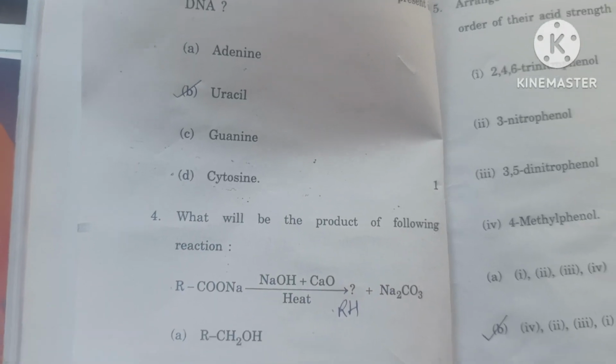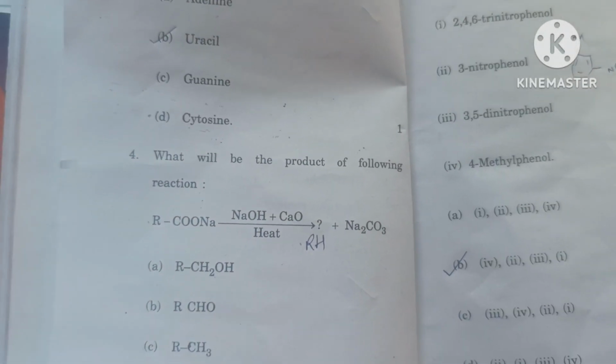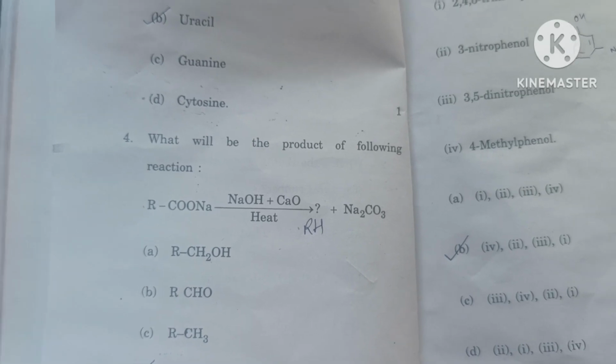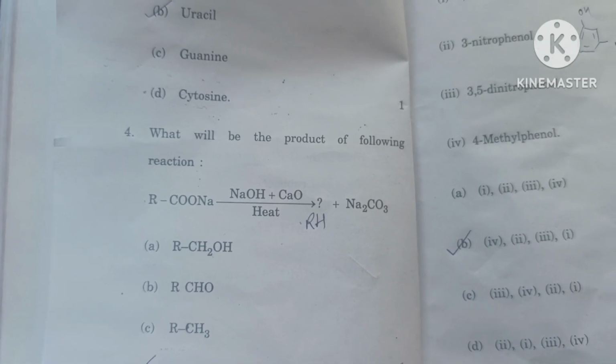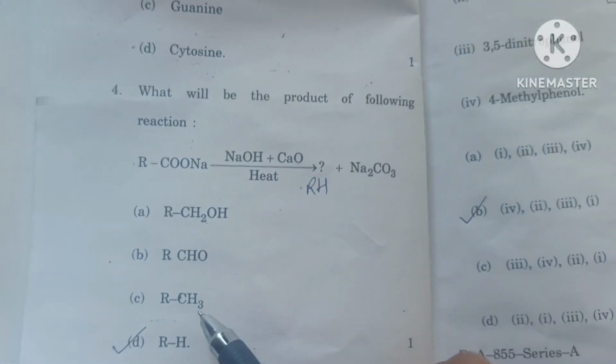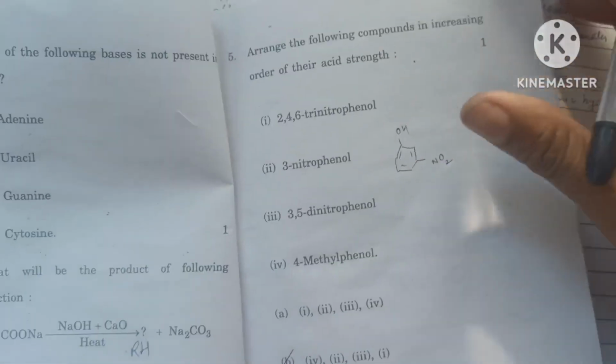Which of the following bases is not present in DNA? Answer is uracil. What will be the product of following reaction? This is a soda-lime reaction, decarboxylation reaction. तो एक कार्बन लेस वाला एल्केन बनेगा, RH will be the product.